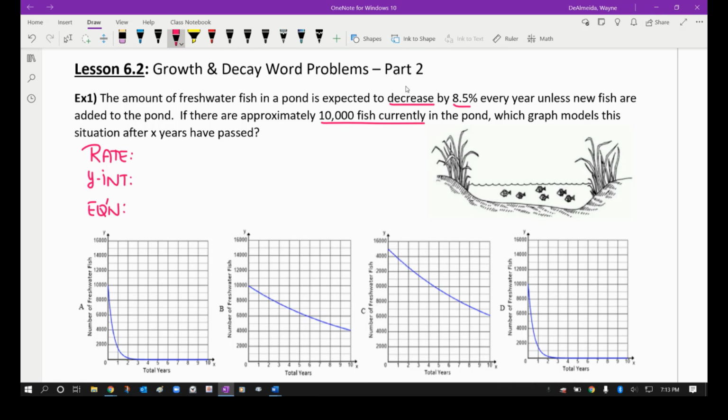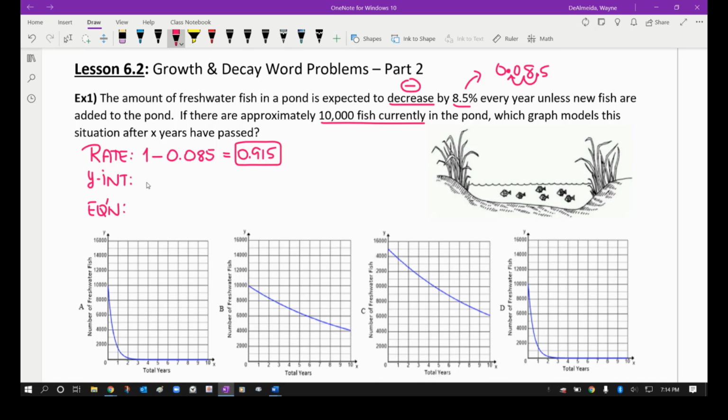So right there, we know that it's decreased, so it'd be a minus. And we also notice that we have a percentage, so we're going to change that to a decimal by writing 8.5 and then moving the decimal point 2 decimal places to the left and adding the zeros. So that means my rate is going to be 1 minus 0.085, and I'll get 0.915. So there we go. That's going to be my rate.